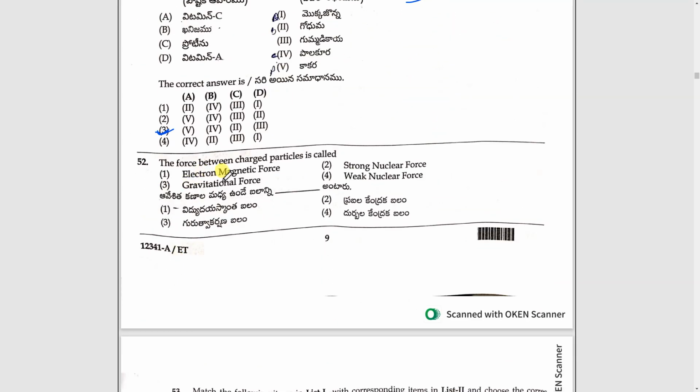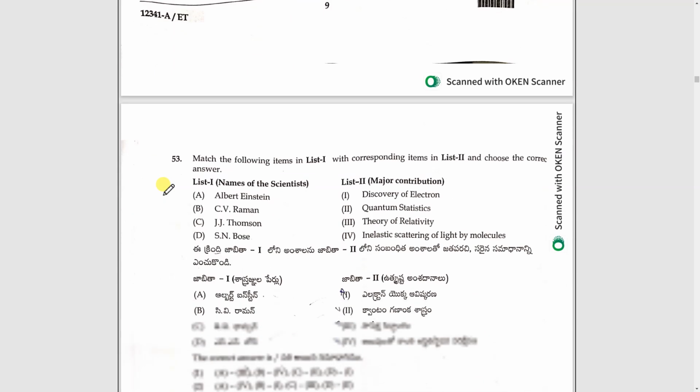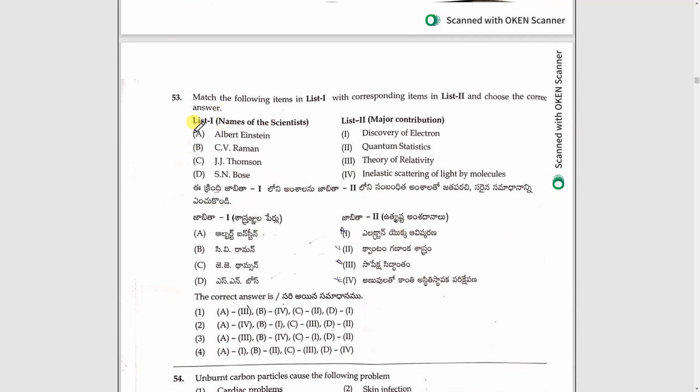Second is, the force between charged particles is called. The force that is acting between two particles is called electromagnetic force. Next question is, again we have to match. We already know that J.J. Thomson discovered the electron and Einstein gave the theory of relativity. So we can easily match the options. The correct option is option 3.